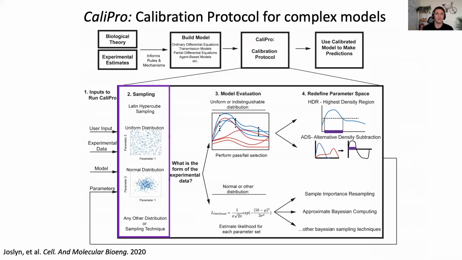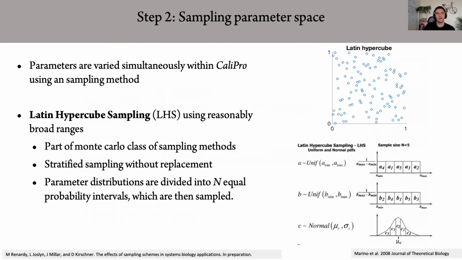So if we actually open up CaliPro, the first step that CaliPro will do is sampling parameter space after the user provides the initial parameter ranges. What I mean by that is that within CaliPro, parameters are varied simultaneously using a sampling method of choice. Typically in our lab, we use what's called Latin hypercube sampling, again, using those reasonably broad parameter ranges. This is a part of a Monte Carlo class of sampling methods, where it's actually a stratified sampling without replacement method, where you assign parameter distributions.